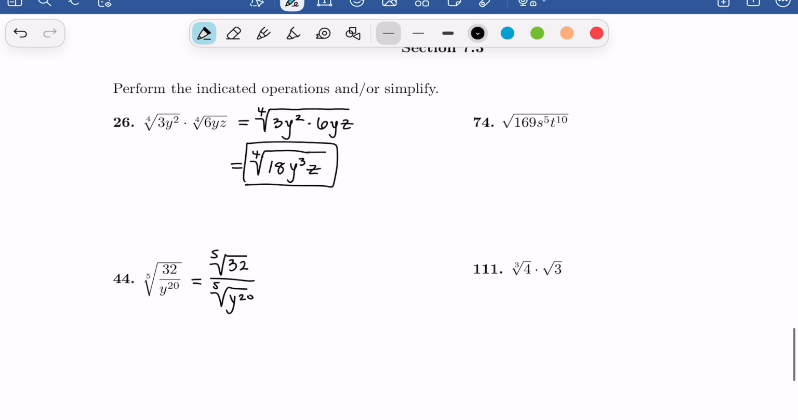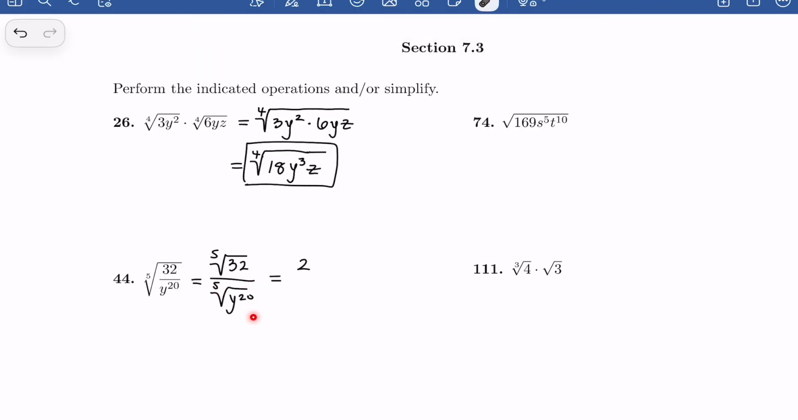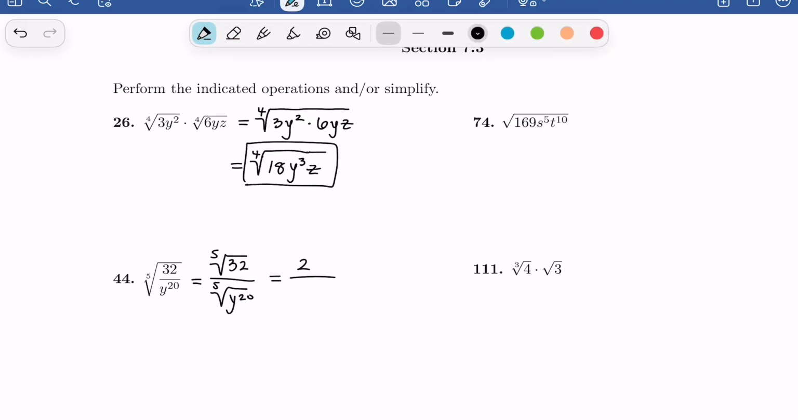So the fifth root of 32 is going to be 2, since 2 raised to the fifth power is 32. And then for the denominator here, we're going to use our exponent rules. Let's rewrite this radical as an exponent. This is going to be y raised to the 20 divided by 5 power. This is going to end up being 2 over y raised to the fourth power. And we can't simplify that any further, so this would be our final answer.